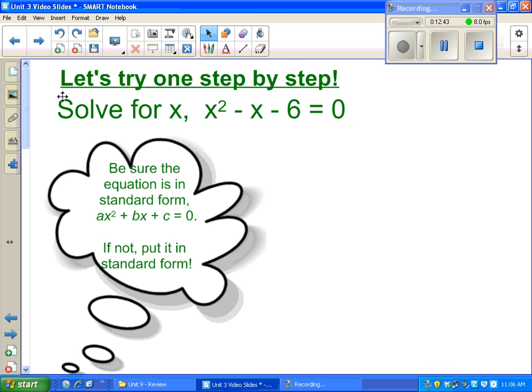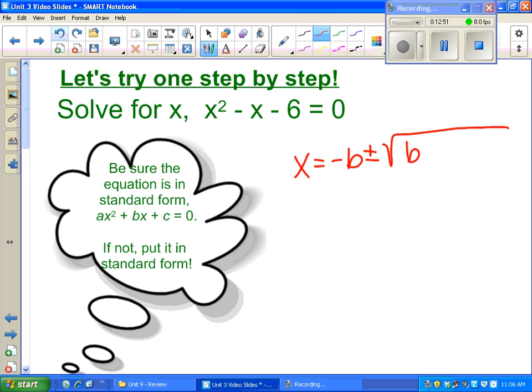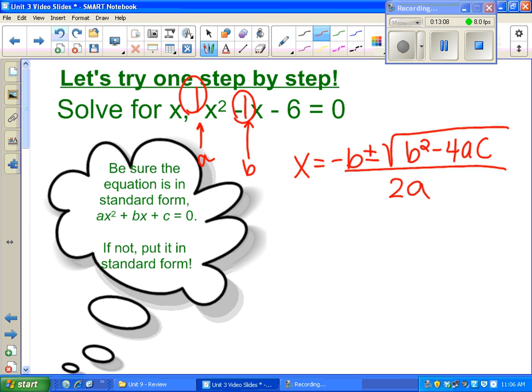So let's try one using the quadratic equation. x equals negative b plus or minus the square root of b squared minus 4ac over 2a. Now we need the a, b's, and c's. Remember, they come from our equation. The coefficient of your x squared term is your a. The coefficient of your middle term is your b, which in this case is a negative 1. Here a is a positive 1. And our c will be negative 6.